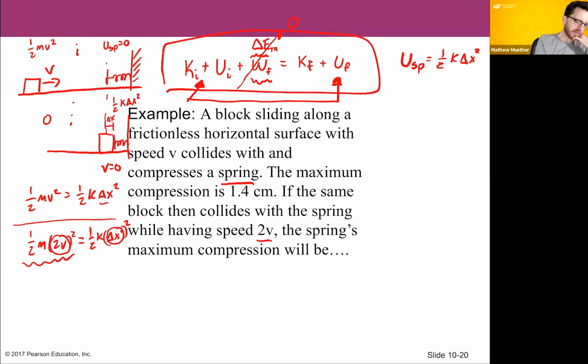And so I can see that I'm going to end up having to have twice the amount of compression of the spring. If I have twice the speed, it means I'm going to have 4 times the initial kinetic energy. That means that I'm going to have 4 times the final spring potential energy. To get 4 times that final spring potential energy, I'm going to have twice the amount of compression on the spring. So you can see from this relationship that this has to be twice that spring compression from the first case. And so this has to be something like 2.8 centimeters.